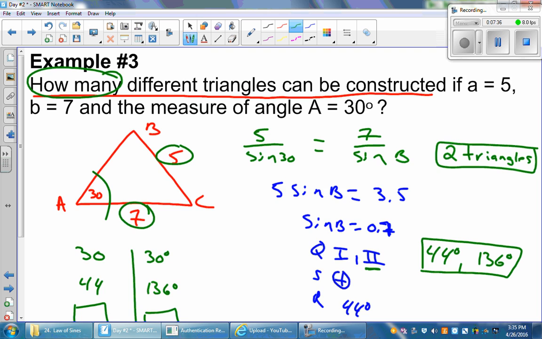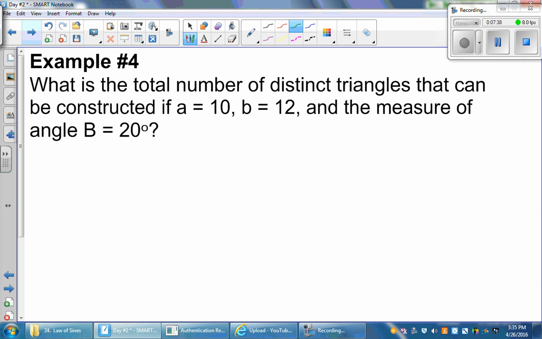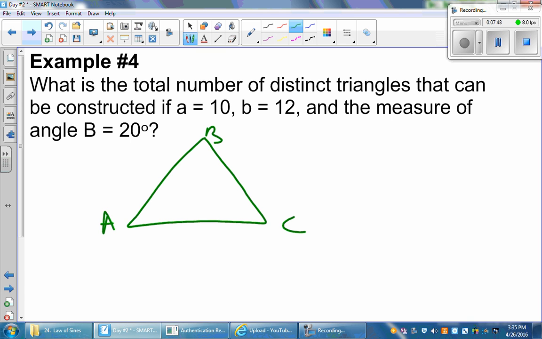Our last example is going to follow the same kind of flow. It's going to ask how many distinct triangles can be formed. I'm going to start by drawing my picture. I'm going to call it triangle ABC. If I look at it, little a is 10, little b is 12, and angle B is going to be 20. Once again, it says the total number of distinct triangles. That's my first clue that it's going to be a law of sines question. So I'm going to set up my proportion.